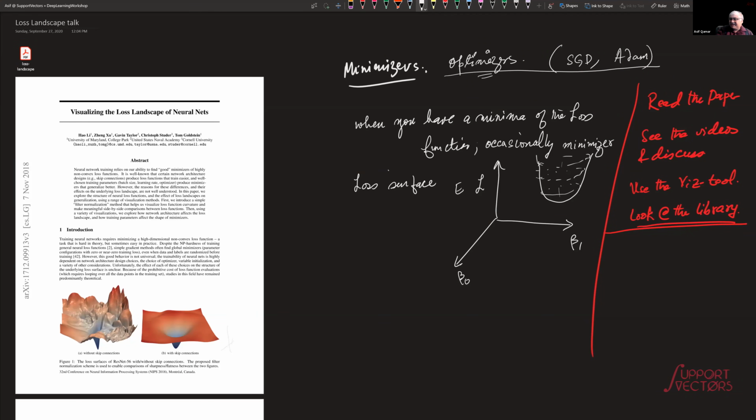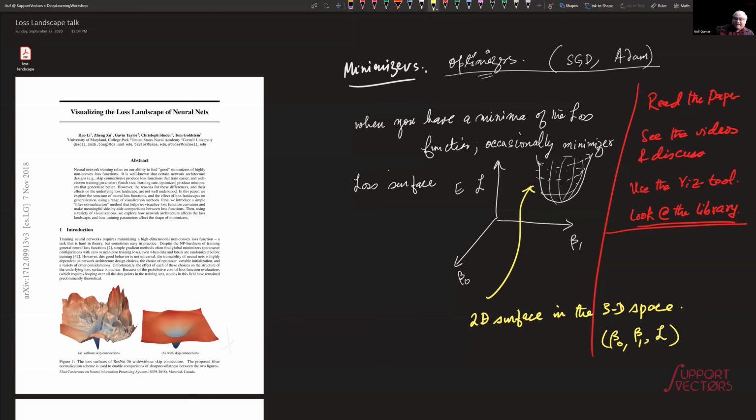You realize that this is a two-dimensional surface, isn't it, guys? This thing is a 2D surface in the 3D space. What are the axes of the 3D space? Beta naught, beta 1, and some loss value. The coordinates of any point is given by some value of beta naught, beta 1, and some value of the loss. Are we together? The error. So this is a recap of the theory that we did.